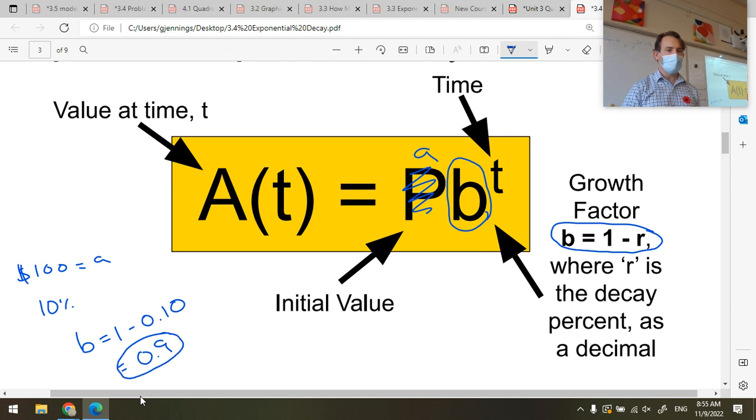Whenever this number is less than 1 but bigger than 0, you have exponential decay. You have an equation that will look like this. It will approach 0 but never quite get to 0, and it will be decreasing more in the beginning and less as it goes along.